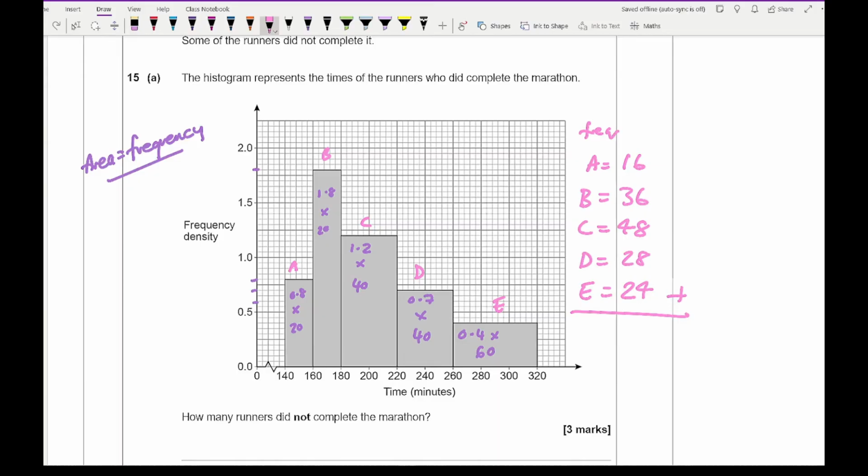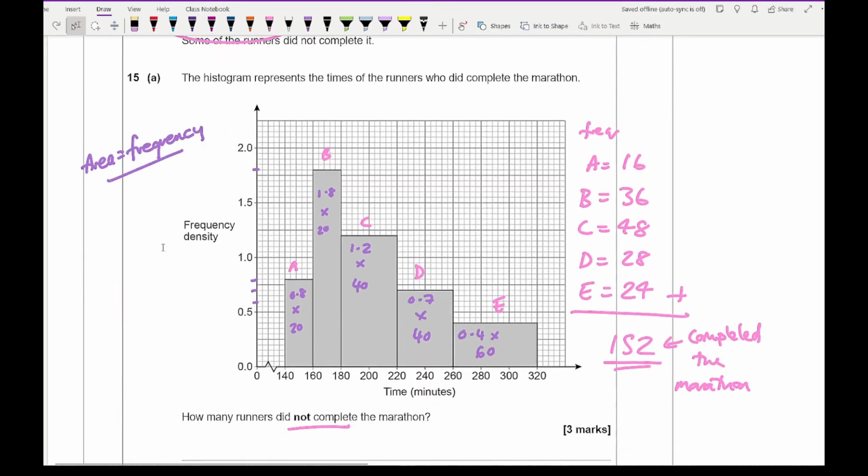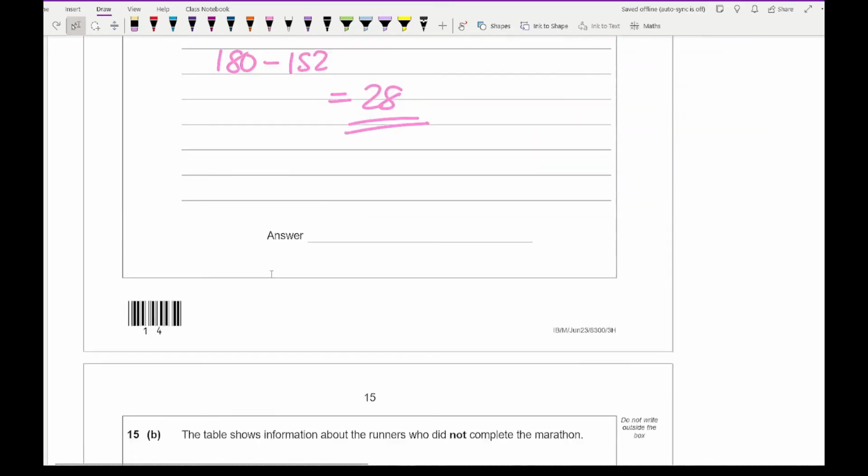I get an answer of 152. So that's the number that completed the marathon. But the question is asking how many did not complete the marathon. So we know from the question that 180 runners started the marathon. So it's going to be 180 minus 152, which gives me an answer of 28.